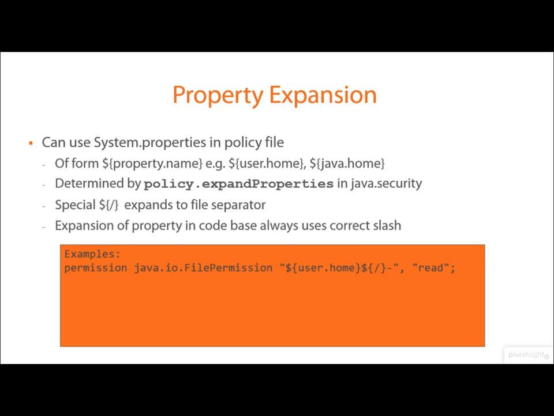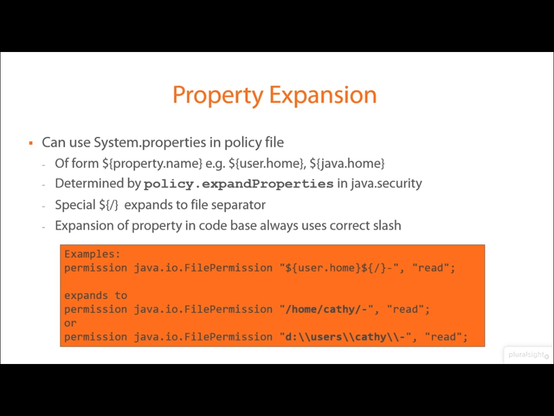So as an example, here we have a permission, which is a java.io.FilePermission, and we're saying ${user.home}${/}. And this expands on Unix to /home/Kathy, let's say, assuming the user's called Kathy, or on Windows to wherever the user's location is. So in this case, C:\Users\Kathy. And again, notice at the end of both of these, user.home expands to /home/Kathy, and then ${/} either expands to a forward slash or a backslash, depending on whether it's a Unix-based system or a Windows-based system.